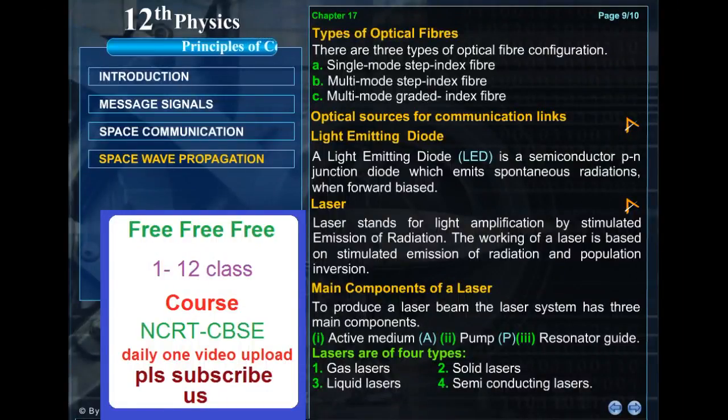Light emitting diode. A light emitting diode is a semiconductor PN junction diode which emits spontaneous radiation when forward biased.